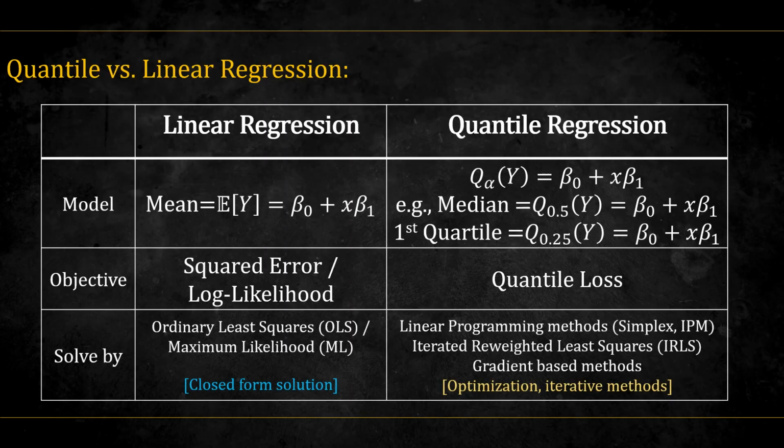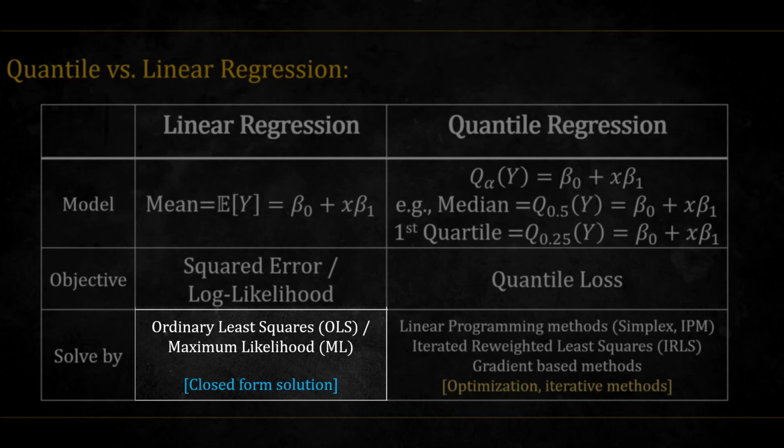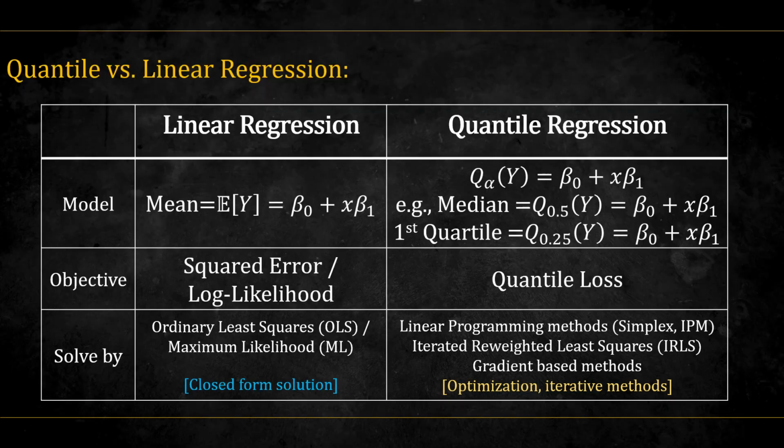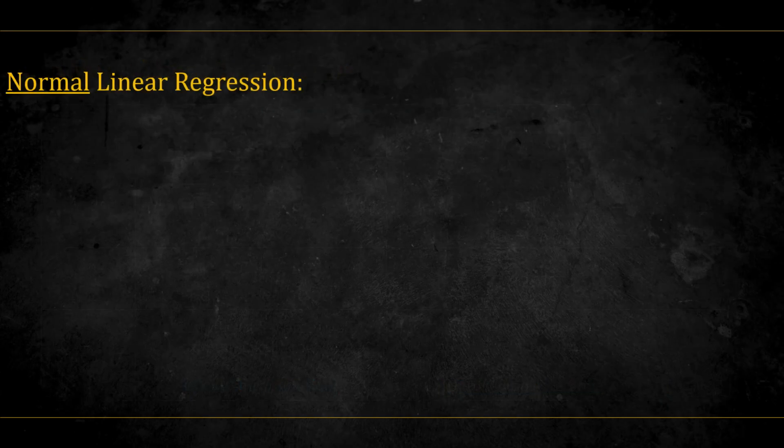Finally, linear models have a really neat and simple closed-form solution, arrived at by doing ordinary least squares or maximum likelihood, while quantile regression requires some optimization-based methods, which are solved by linear programming, or other methods such as IRLS, gradient descent, etc. Let's see what it means on a graph.